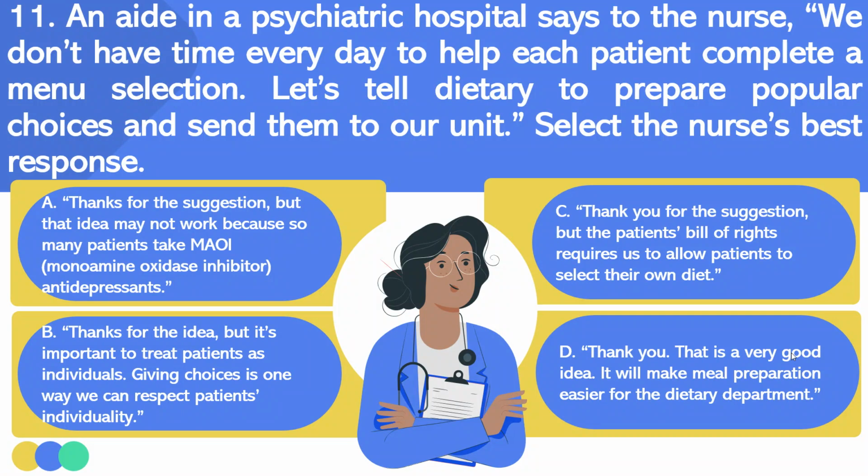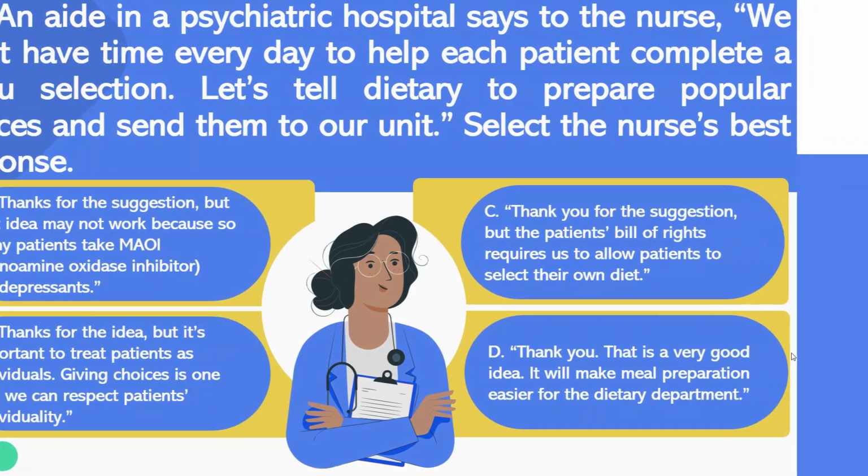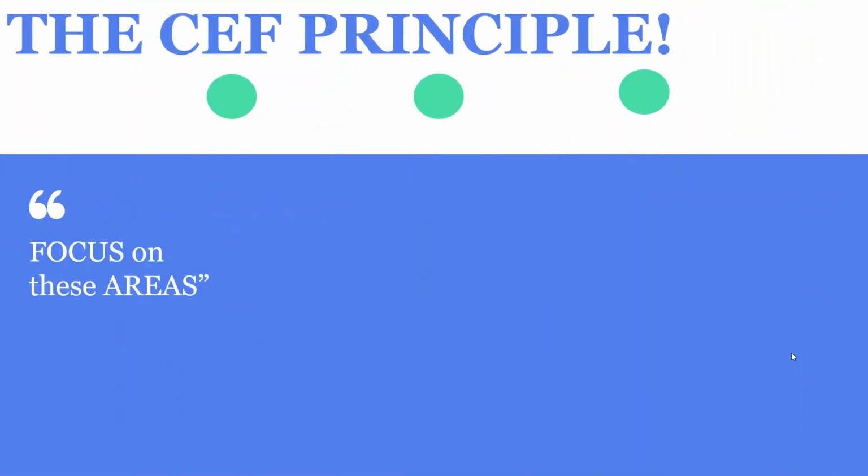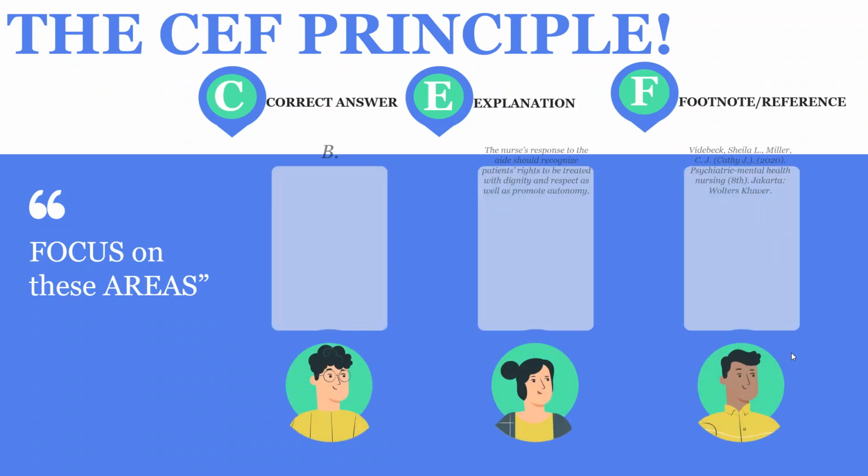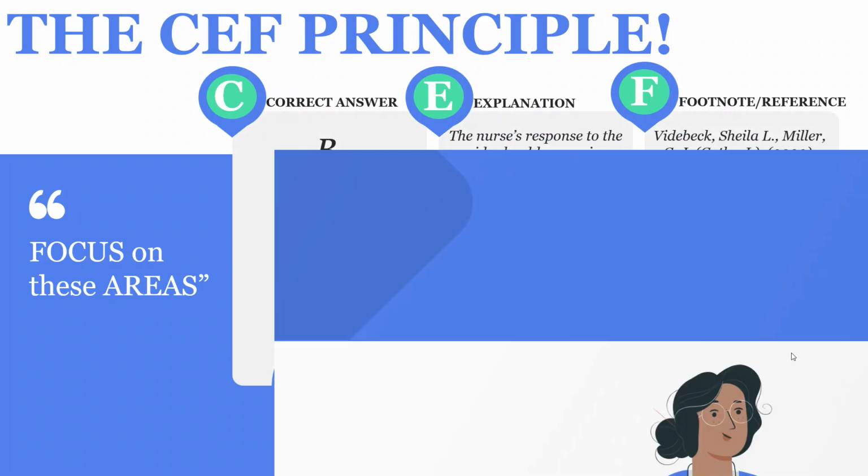Letter A is wrong because you're assuming that you are focused only on MAOIs. There are actually other patients that are taking medication that has food and drug interaction. So number 11 is letter B.